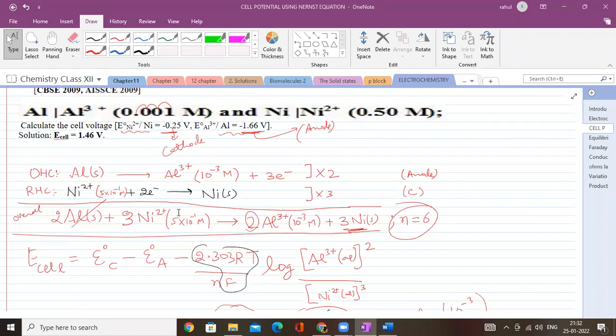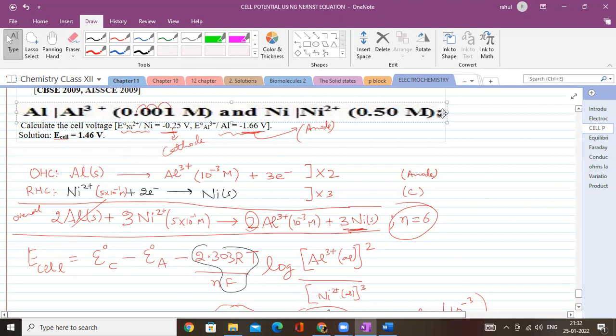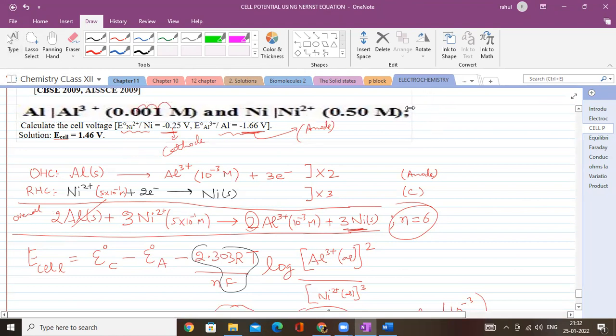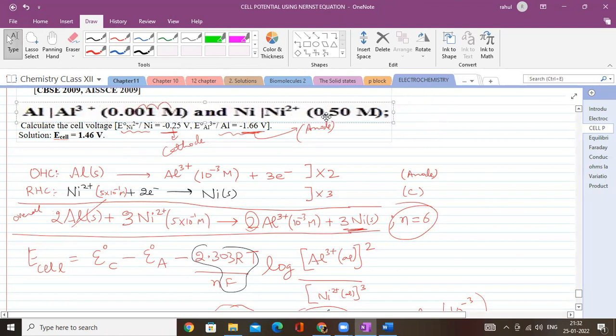But our next question that we are going to take up right now is where the number of electrons exchanged will be different. Till now, in whatever you have done, you have seen that the number of electrons exchanged were almost the same. That means 2 and 2 electrons, 3 and 3 electrons. But now you can clearly see here, when we have this question, that aluminium has 3 electrons while nickel will have 2 electrons.